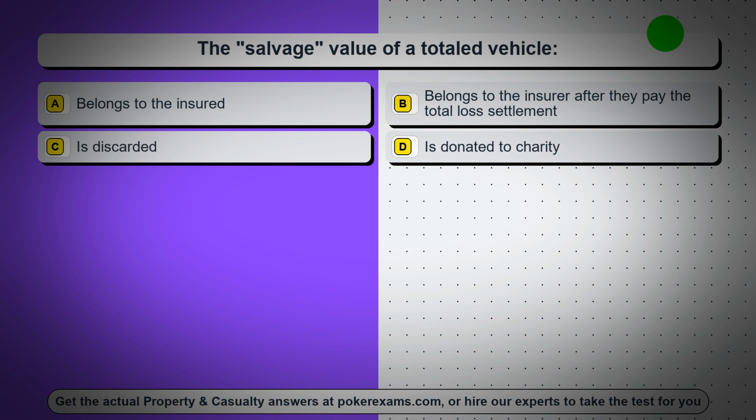Question 22. The salvage value of a totaled vehicle. Option A, belongs to the insured. Option B, belongs to the insurer after they pay the total loss settlement. Option C, is discarded. Option D, is donated to charity.